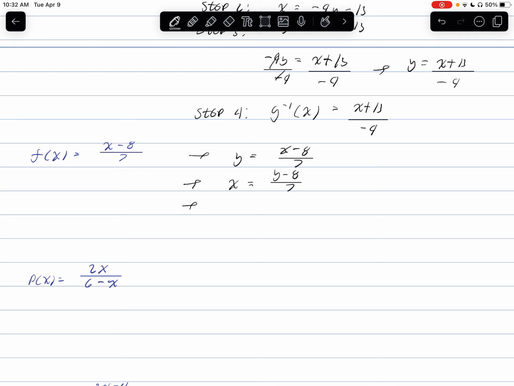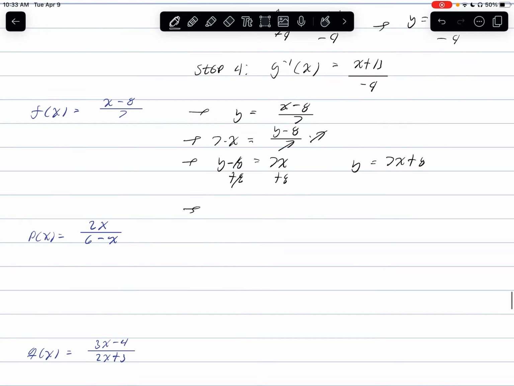And now we're going to solve for y. So we'll multiply both sides by 7, and we'll get y minus 8 is equal to 7x. We can add 8 to both sides, and we get y is equal to 7x plus 8. And then lastly, we can replace y with f inverse of x. So f inverse of x is equal to 7x plus 8.